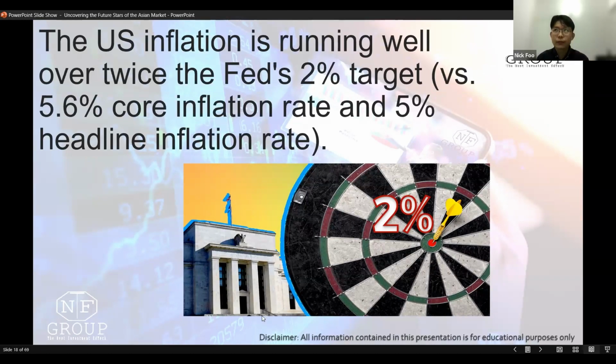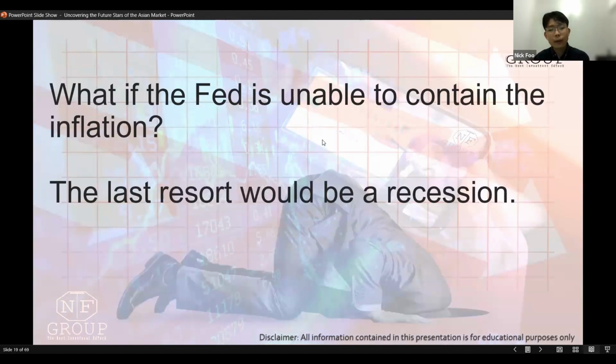Have a look at the recent US PCE, which slightly increased. So I think the Federal Reserve is likely to increase interest rates next week. Now, I think if the Fed is unable to contain the inflation, the worst case scenario is a recession, ladies and gentlemen.